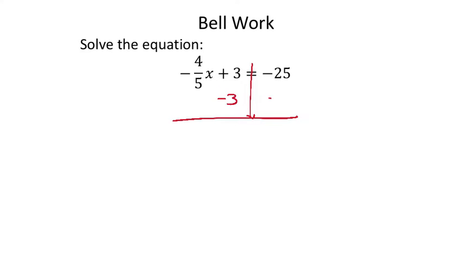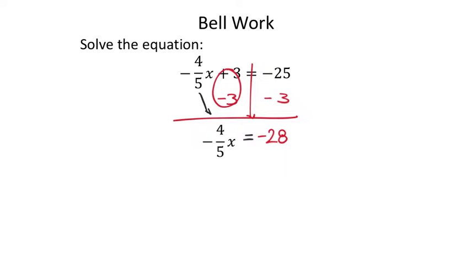So I'm going to subtract 3 from both sides here, because that is what a principle of equality is. Whatever you do to one side, you must do to the other side as well. So at this point, I can take that negative 4/5 x and I can drop it. And then that would equal, because 3 minus 3 is 0, so that's zeroed out just as we had planned, but negative 25 minus 3 is negative 28.